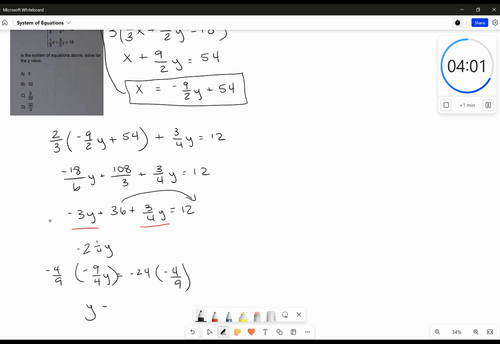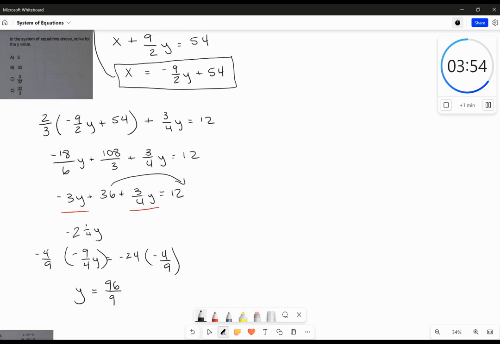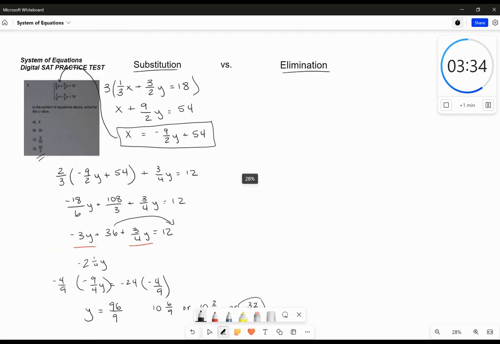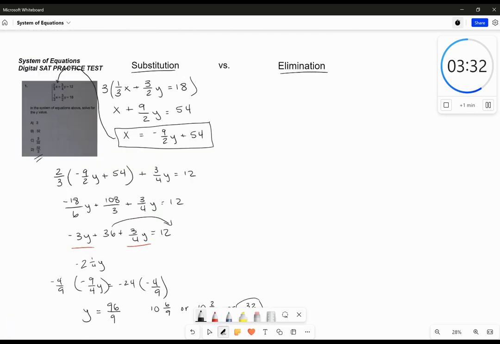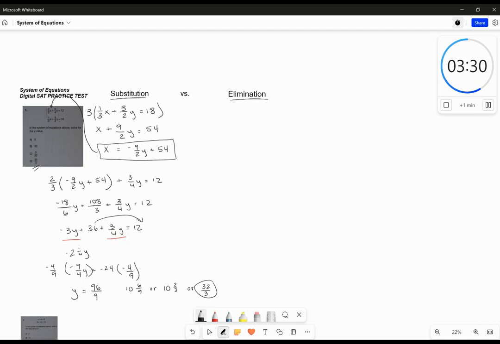This would give you y equals 96/9, which is 10 6/9, or 10 2/3. And looking at the answer choices, it's in improper fraction form, so 32/3. D would be my final answer there. All right, so 2.5 minutes there to solve this, and here's the amount of work I had to do, and I had to go as quickly as possible.